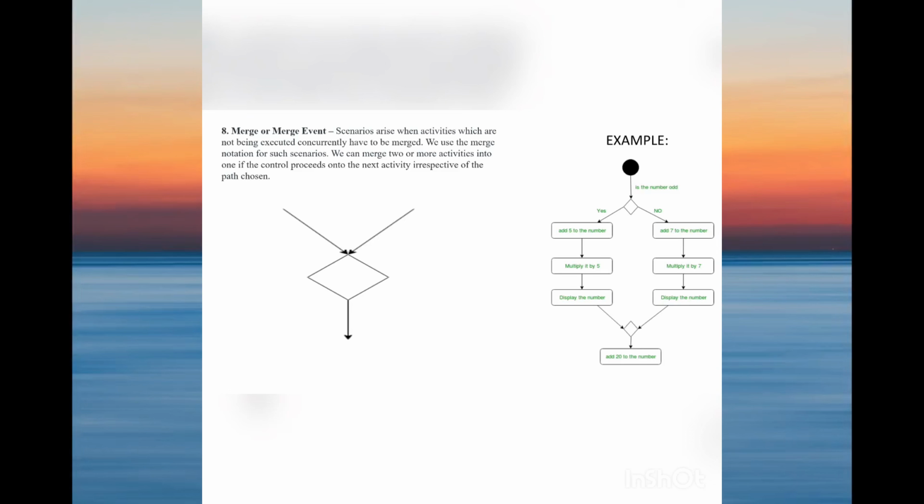In the diagram below, we can have both sides executing concurrently, but they finally merge into one. A number can be both odd and even at the same time.